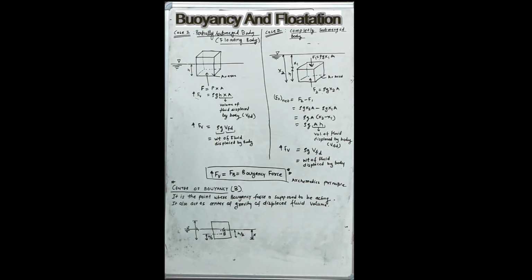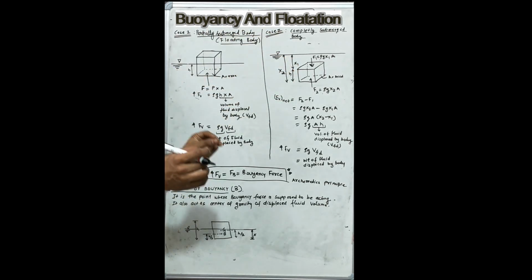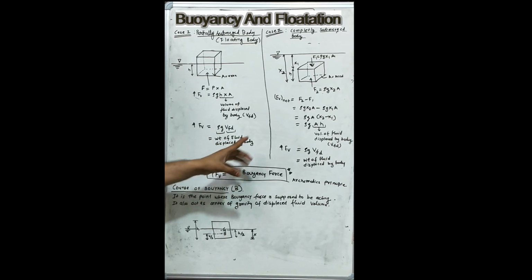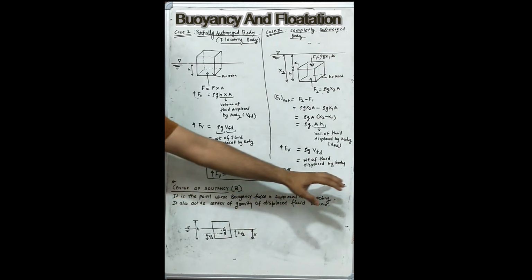So the conclusion here is, whether the body is partially submerged, a floating body, or a completely submerged body, in both cases the net vertical force exerted by the fluid is equal to the weight of fluid displaced by the body, and this is called the buoyancy force. This principle is called Archimedes principle.